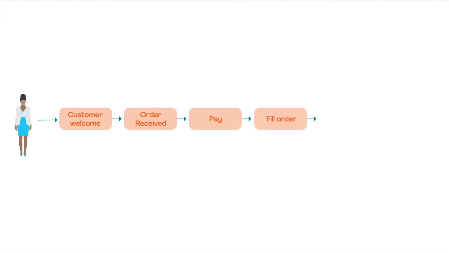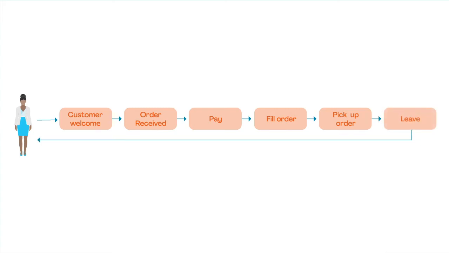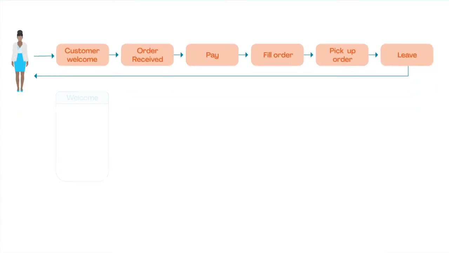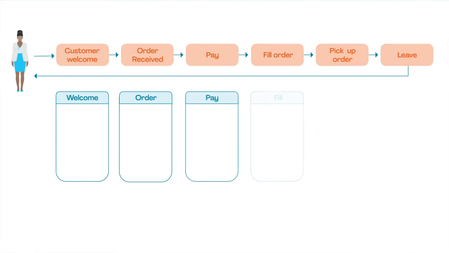A customer enters the store. They are welcomed by the staff. They place an order. They pay for their order. The staff fills their order. They pick up their order. They leave, happily caffeinated. Each step of the process becomes a column on the new Kanban board.